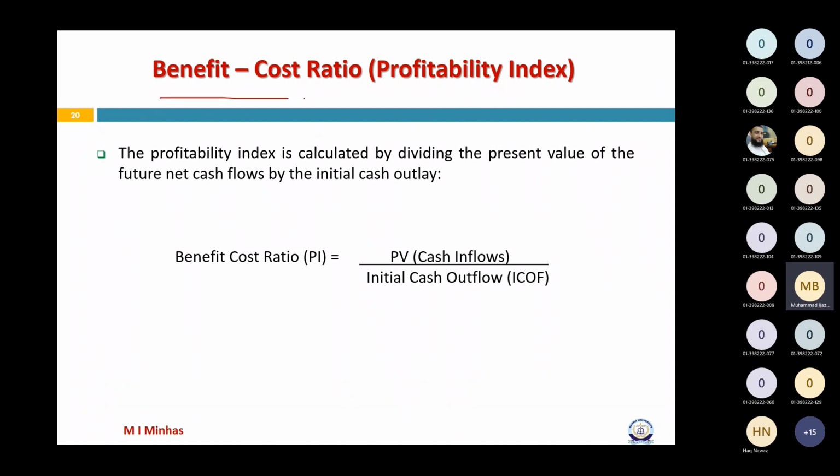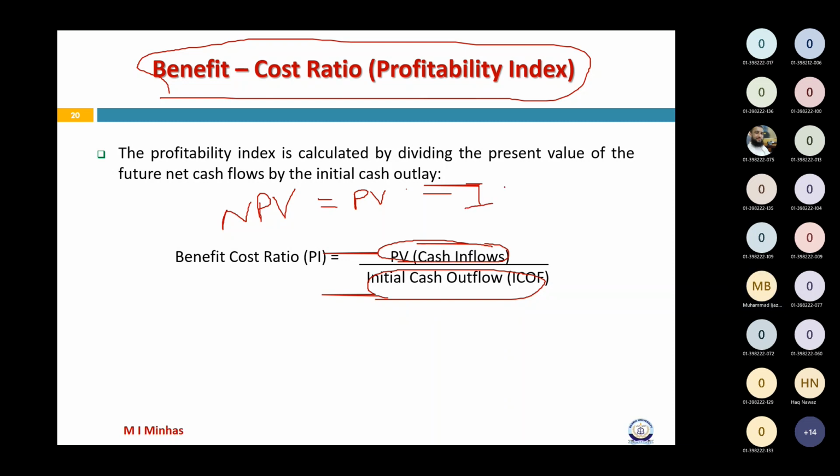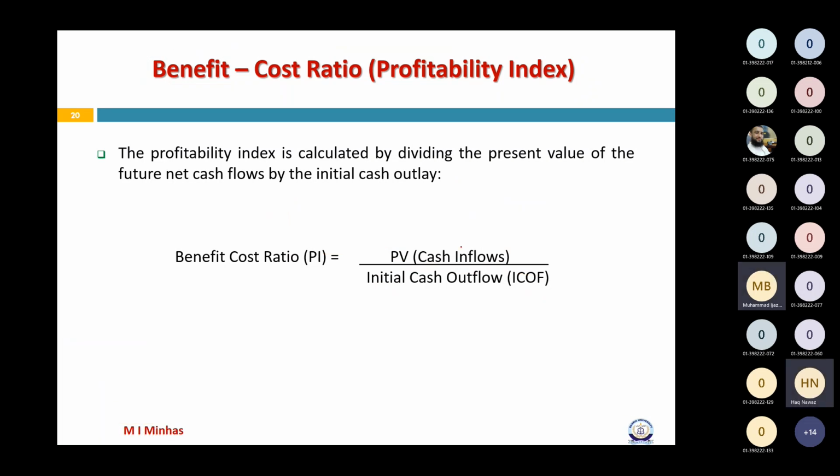Anyways, benefit to cost ratio or the profitability index is almost the same as the NPV we started. The formula is almost the same with only one difference: NPV is the difference of the present value of all cash inflows and the initial cash outflow, but the profitability index is the ratio of these two. In case of NPV, we said present value of all cash inflows minus the initial cash outflow. But here we don't take a difference, we take a ratio. We divide present value by initial cash outflow. I hope you can observe this difference very easily, but everything else is the same. It is just a ratio, and NPV is a difference. Is it clear to everyone?